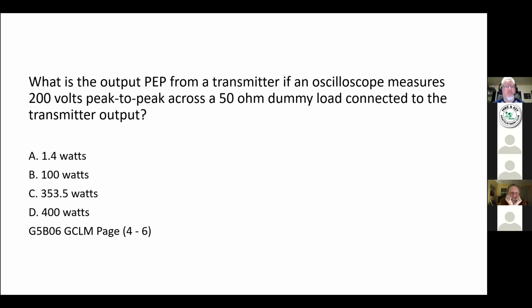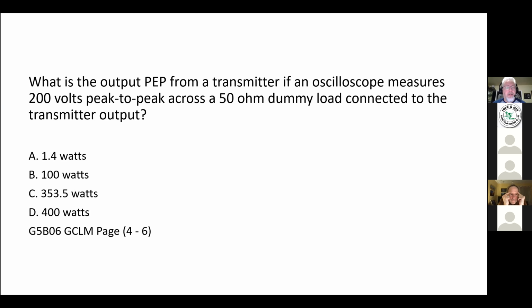What is the output peak envelope power from a transmitter if an oscilloscope measures 200 volts peak to peak across a 50 ohm dummy load connected to the transmitter output? A, 1.4 watts, B, 100 watts, C, 353.5 watts, or D, 400 watts?